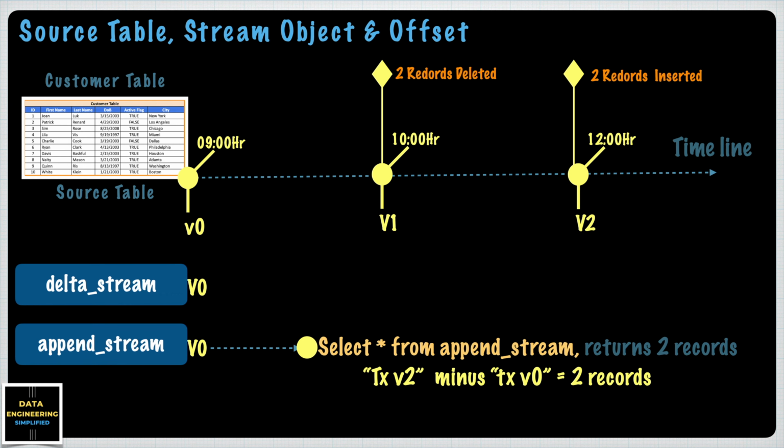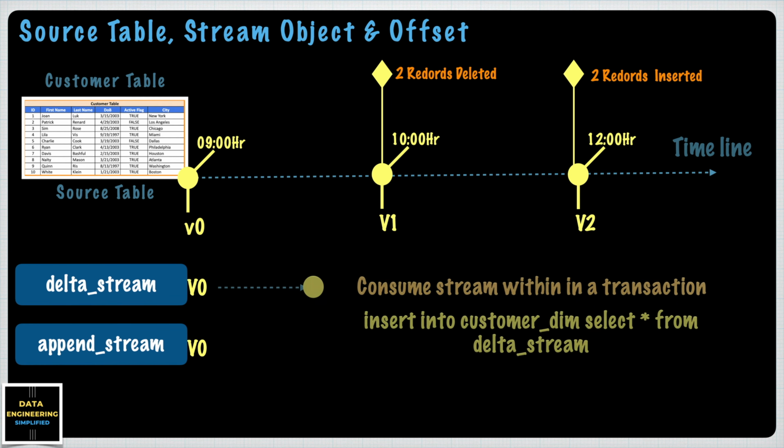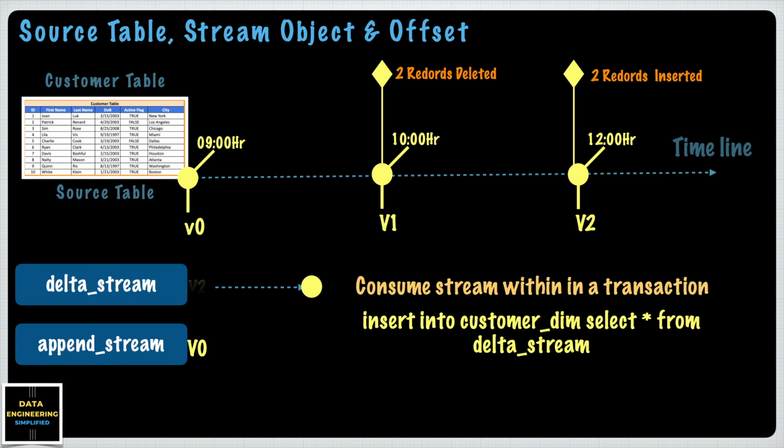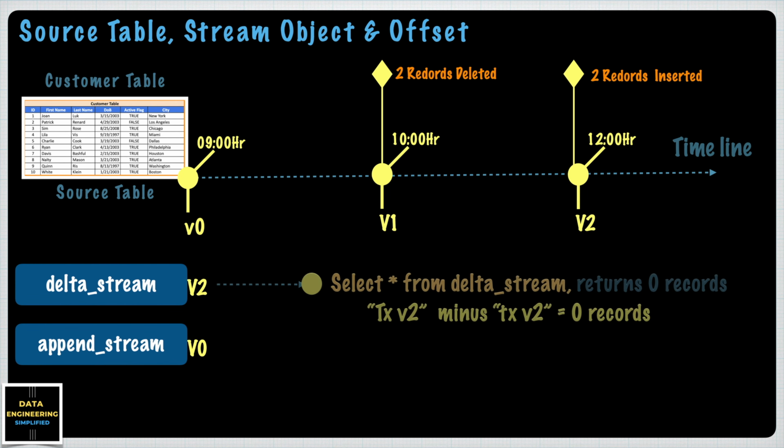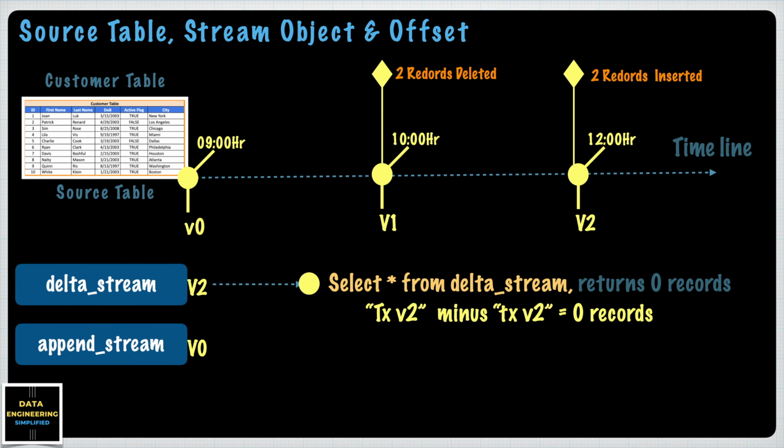So this is how the offset value stored by the stream helps to identify the delta data or CDC data between two transactions and fetches it from the source table itself with the help of these metadata columns. Now let's decode how the offset moves forward. When I consume the delta data using a stream via a DML operation within a transaction, the offset for the delta stream changes from V0 to V2 on a successful execution of the insert SQL statement. Now, if I execute a query on the stream, the offset V2 is compared with V2 of the source table and it does not find any delta record and it returns 0 results.